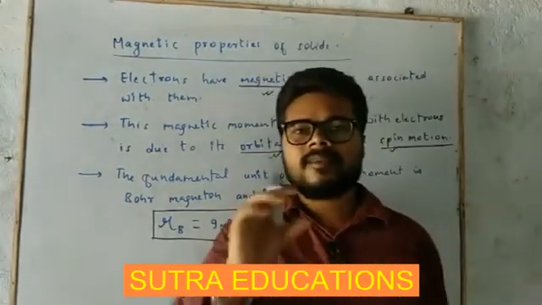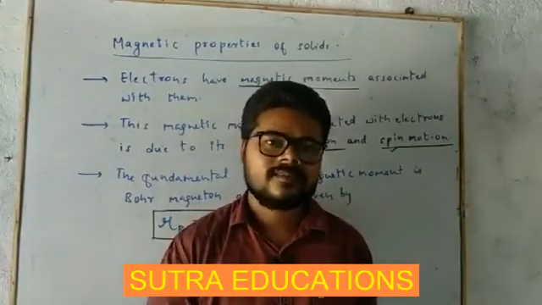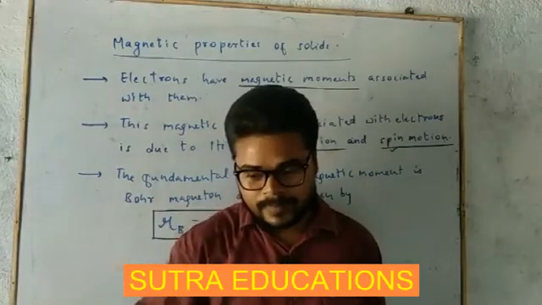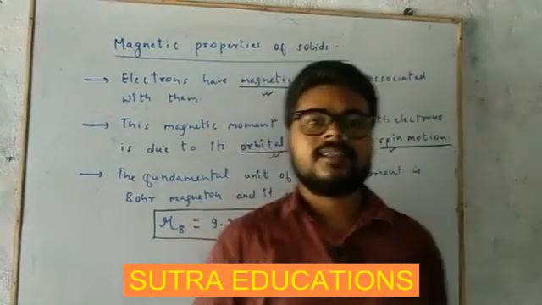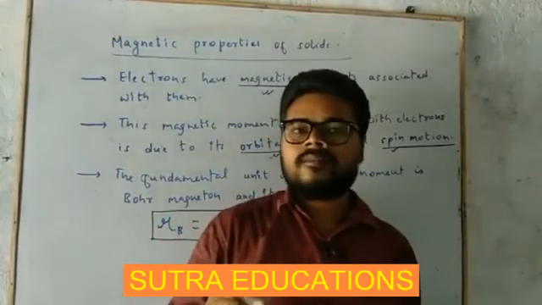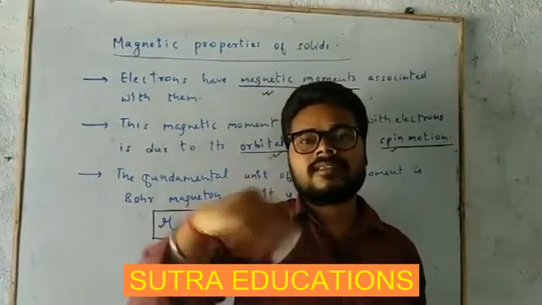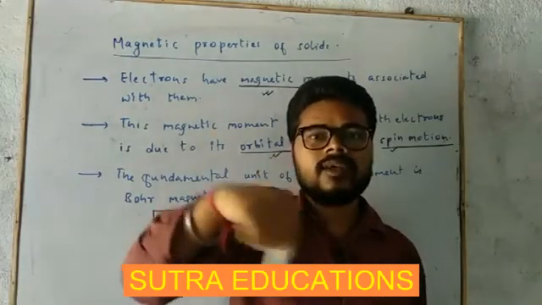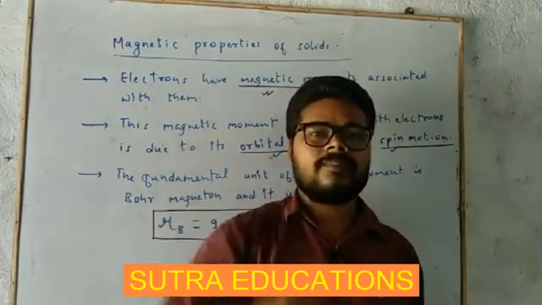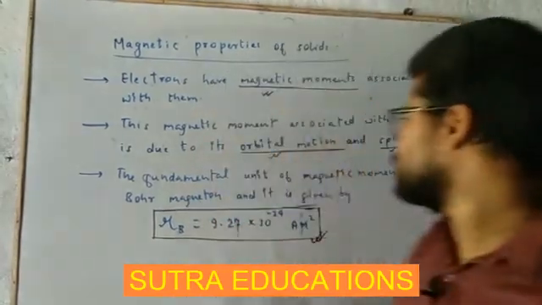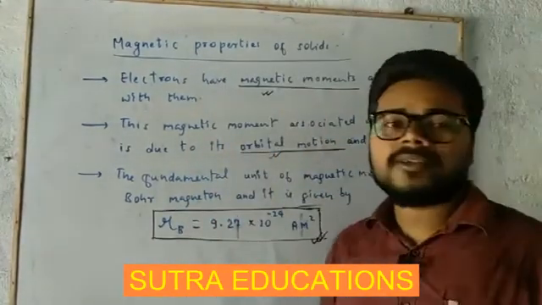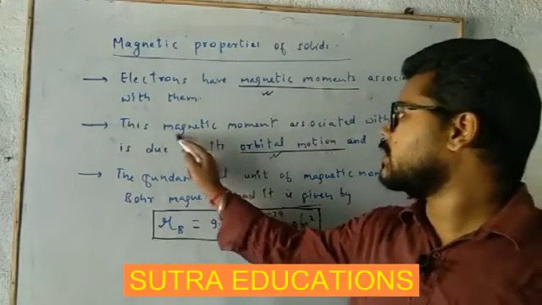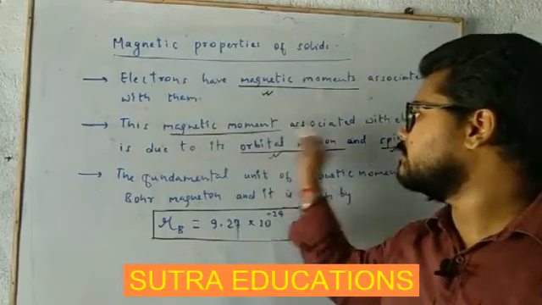Also electrons have some kind of spin associated with them. You have studied this in class 11th. If one is in clockwise direction, then the other will be anti-clockwise direction. So it is moving, or we say spinning. Due to the spinning of electron and due to the orbital motion of electrons, some kind of magnetic moment gets associated with them.